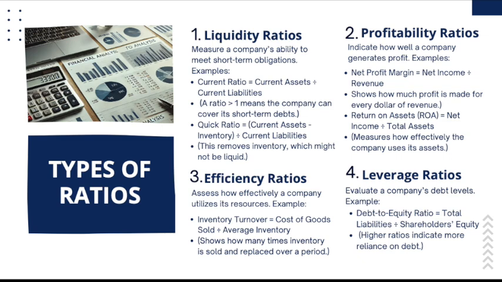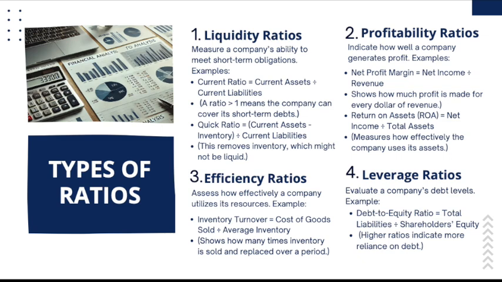So, let's look at an example of ABC Electronics. Their current assets are around $50,000 and their current liabilities are $25,000. The current ratio this means is 2 because it's $50,000 divided by $25,000. And this shows that ABC has twice the assets needed to cover its short-term liabilities. Now that's a good thing.